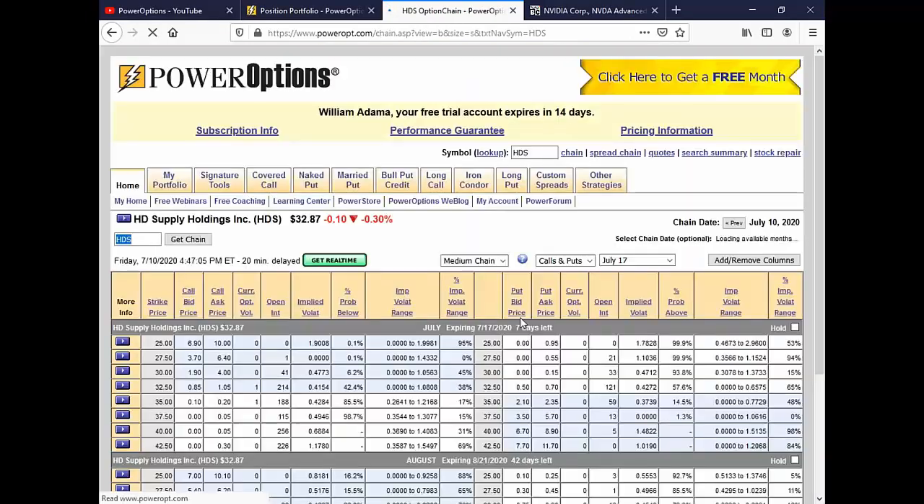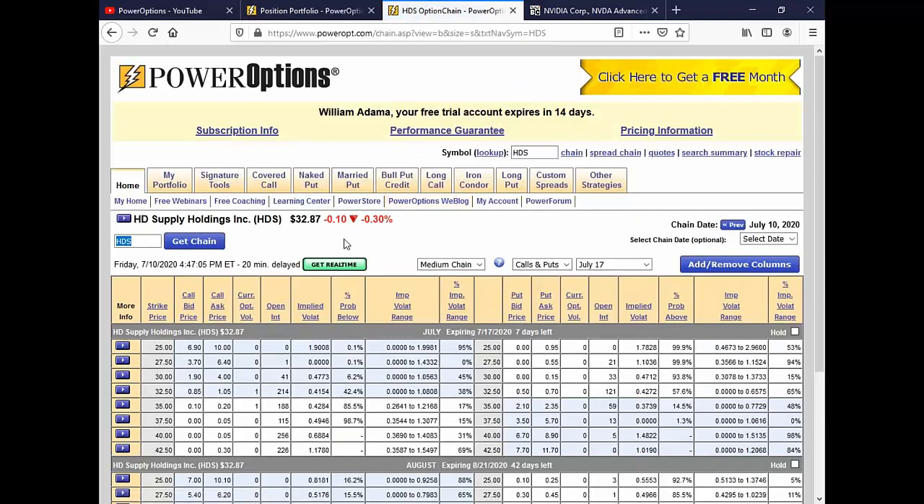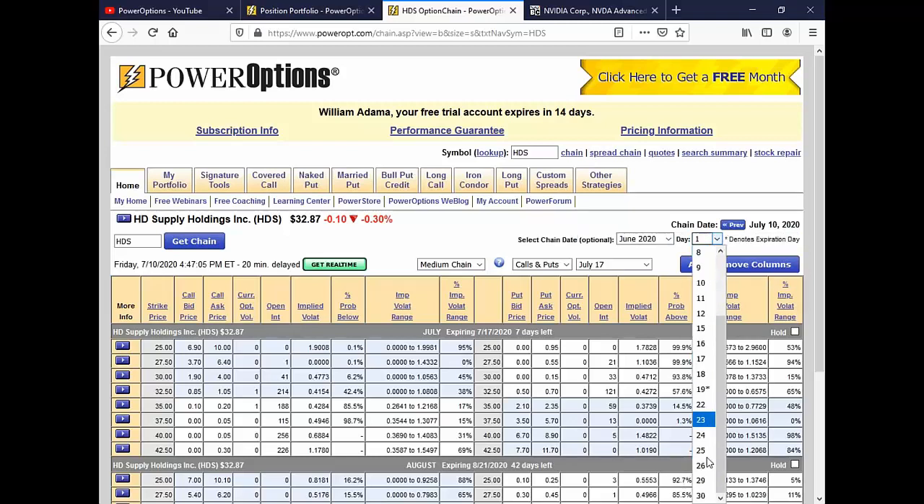HDS chain, I think it dropped 70 cents. Oh, it's only dropped 10 cents today, but I think a while ago it was up at 33 or 34. So let me see. I'm just going to check. June 28th, I guess. Let's try June 28th or June 26th.